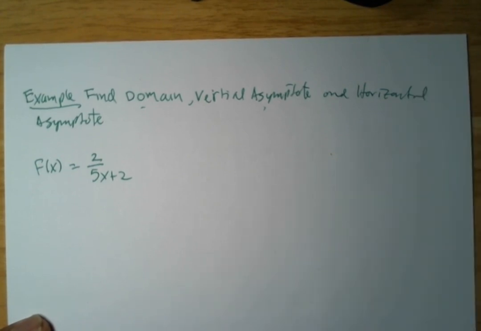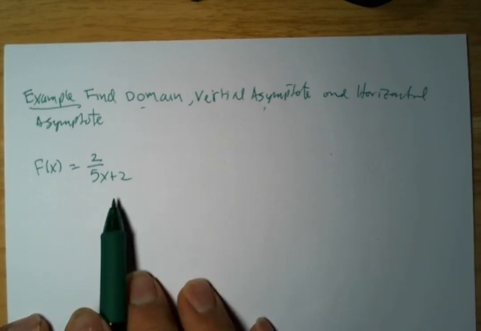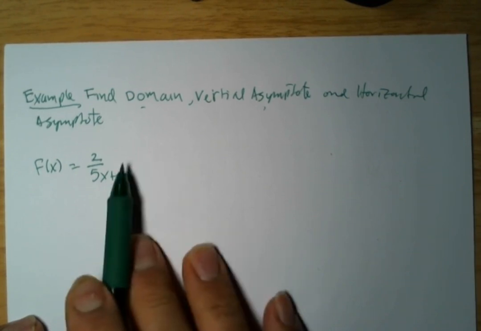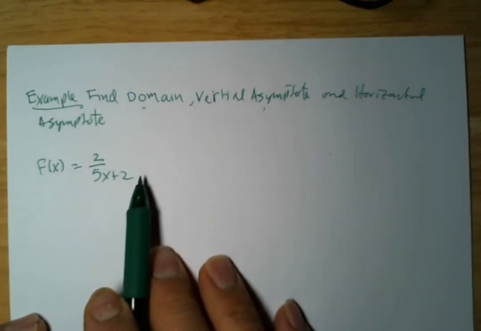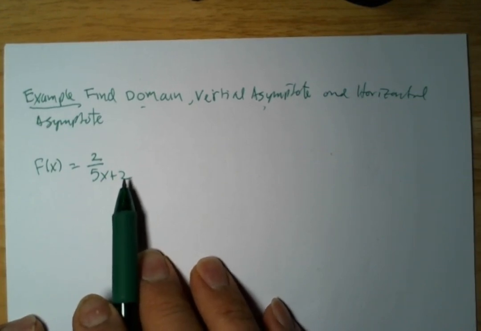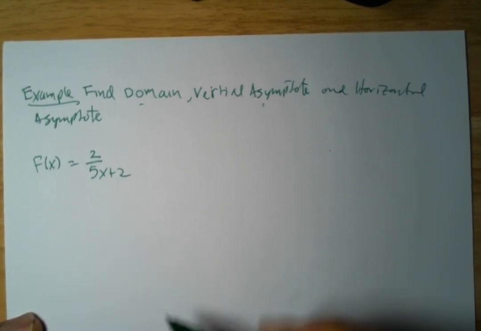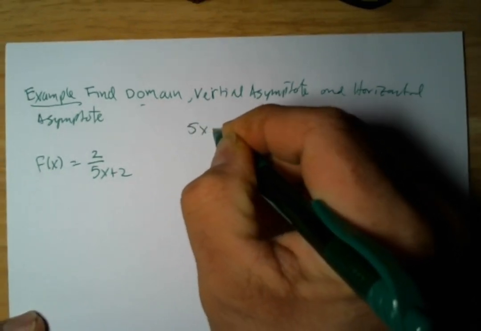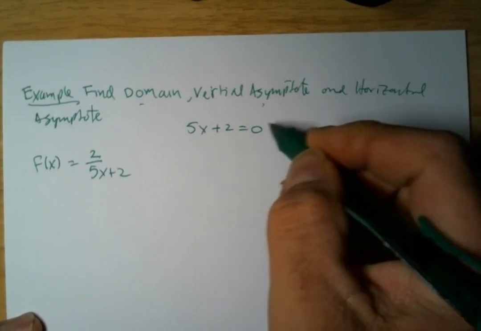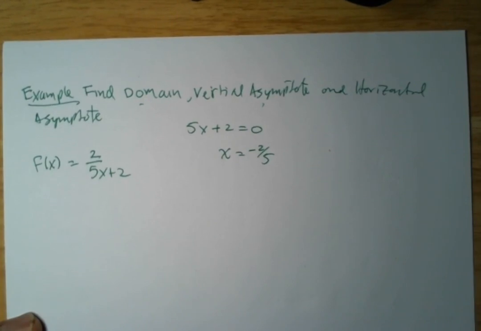Now when I'm trying to find the domain, the first thing I'm going to focus on is the denominator. It's already in factored form, so I don't have to worry about factoring anything. I want my rational functions to be completely factored, both the numerator and the denominator. In this case, our variable only shows up in the denominator, so I'm going to find the value that makes the denominator 0. I only have one linear term here, so solving for x, we get x equals negative 2/5.